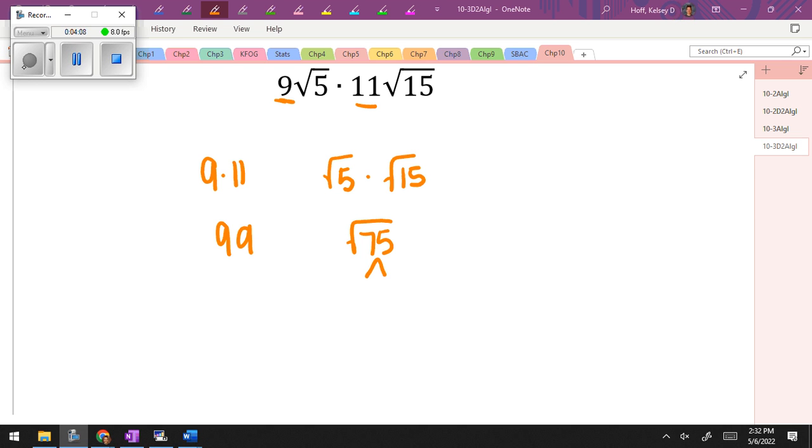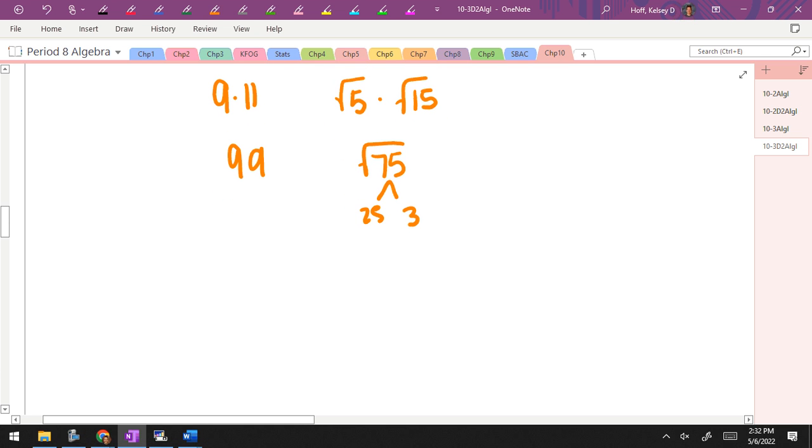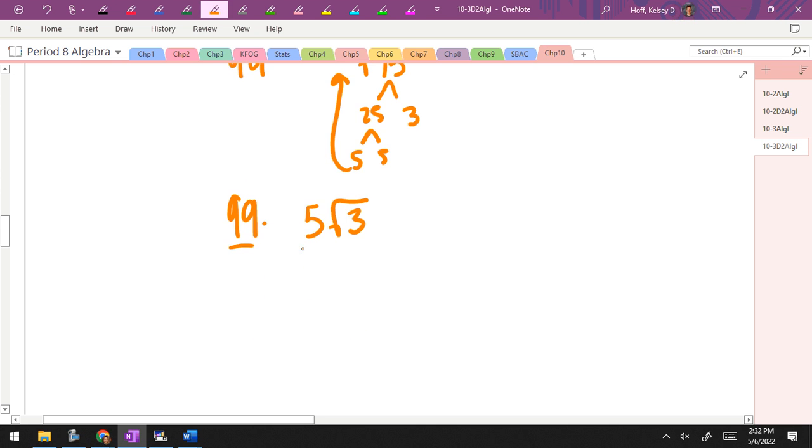Does it matter which route you take? You're going to end up with the same thing anyway. Just because this was a 15 and 5, I'm going to just do 25 and 3. Because why not? So there's your 5 and your 5. So that 5 goes out front. So I'm left with 99 times 5 square root of 3. Very good. Times that, and you get 495 square root of 3.